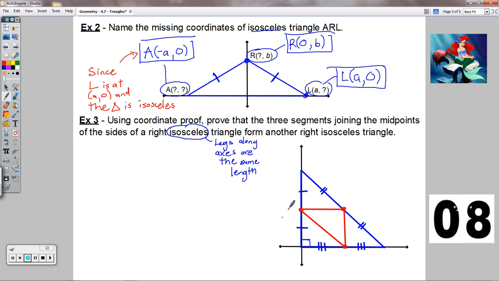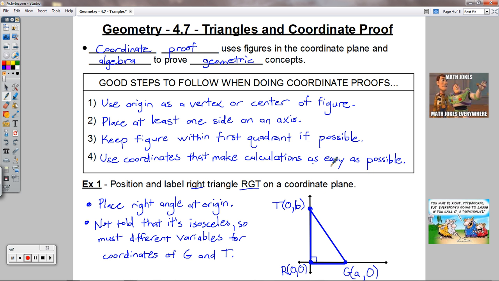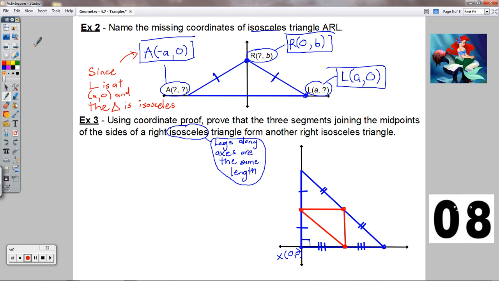to here. Now, it didn't give me letters to use, so I'm just going to pick some letters to use. I'm going to say this is point X down here at the origin at 0, 0. I'm going to go back to my thought process back here, that I want to use coordinates that make calculations as easy as possible. So I could call this 0, or I could call this something like A and 0.